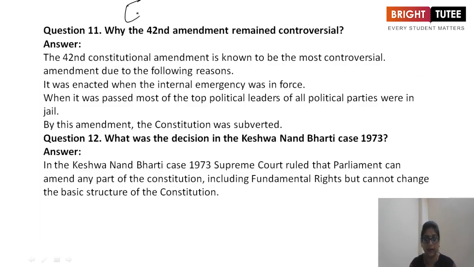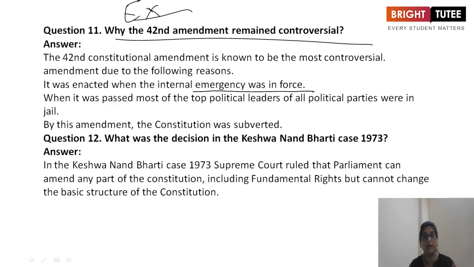Now, once again, the exercise. Why did the 42nd Amendment remain controversial? It remained controversial due to the following reasons. It was enacted when the internal emergency was in force. When it was passed, most of the top political leaders of all political parties were in jail. By this amendment, the constitution was subverted.